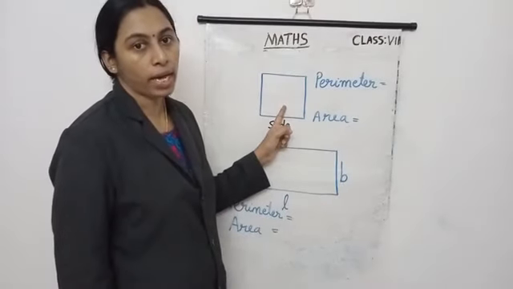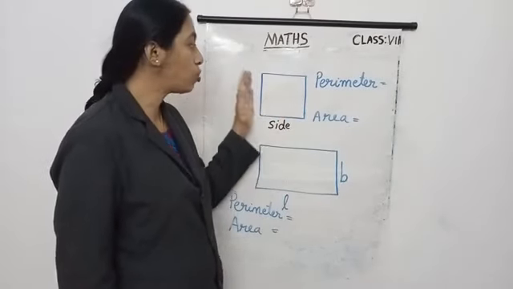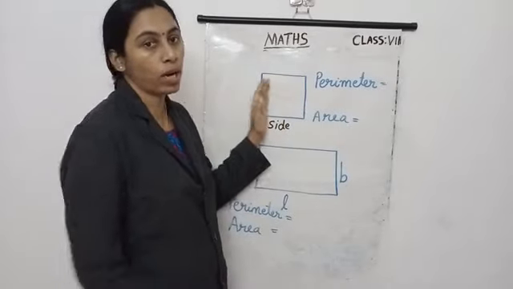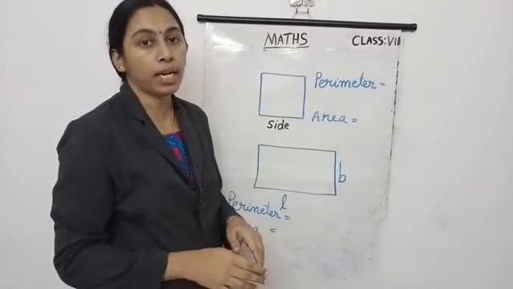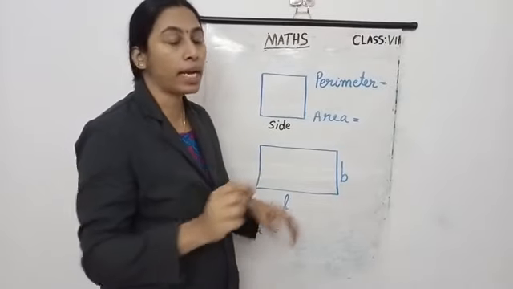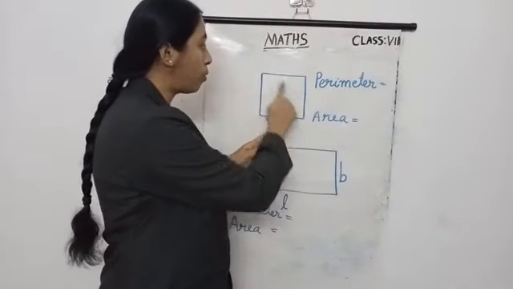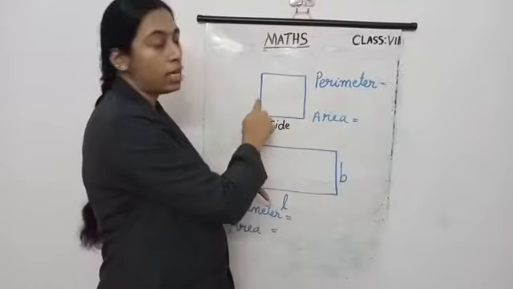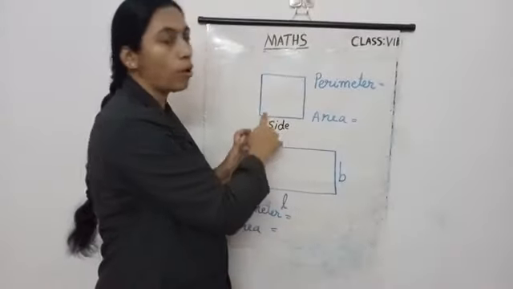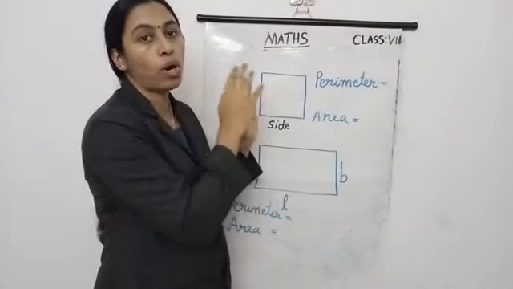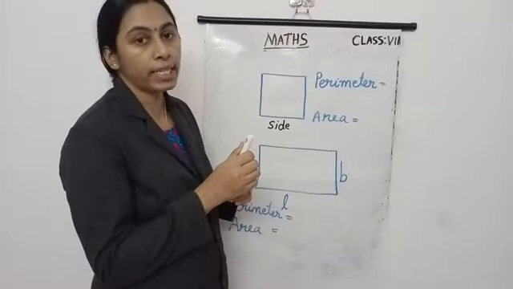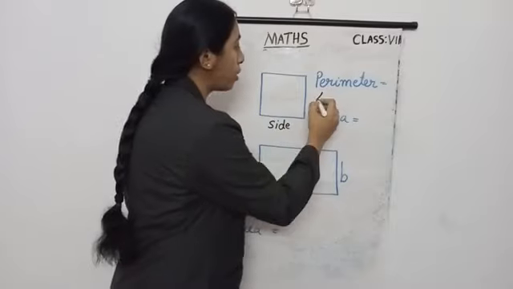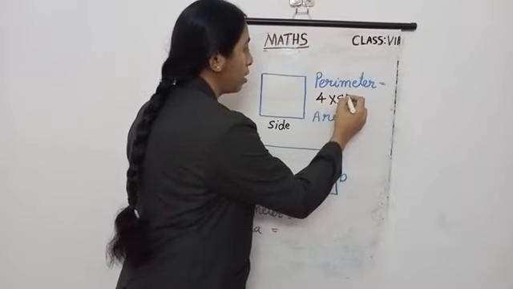This is a square. Speciality of square is all sides are equal. So what is meant by perimeter? Perimeter is the total length of the boundary. Boundary means this side. The total length of the boundary is called its perimeter. So perimeter of a square is equal to 4 into side.